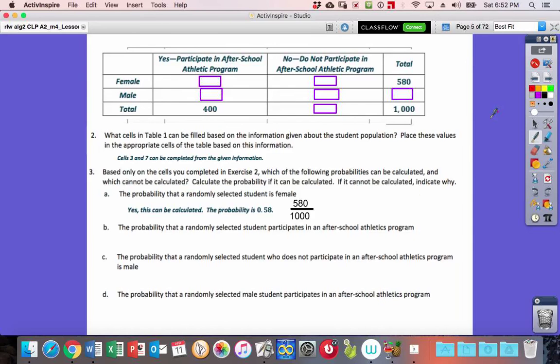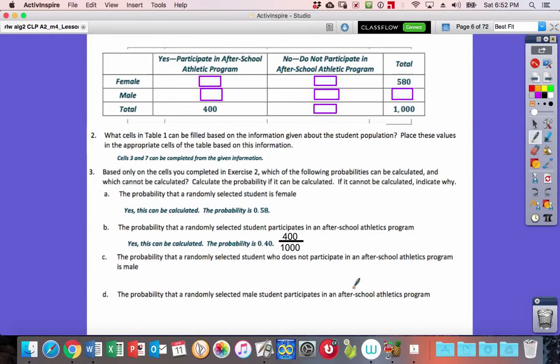The next one is the probability that a randomly selected student, and this is the important part, they're looking at students as a whole, participates in the after-school athletics program. Underneath I'm going to have 1,000, because that's what's in my bag. This is the total that participate, so it would be 400 over 1,000.